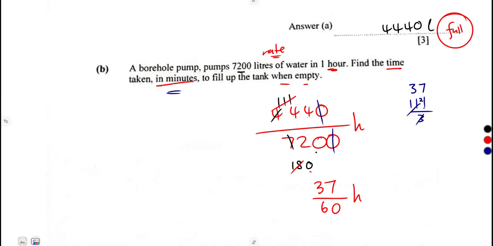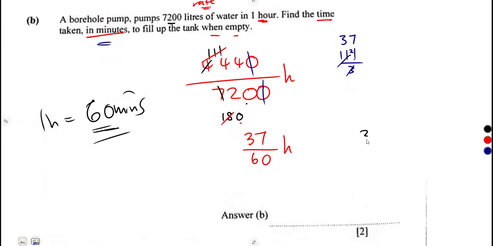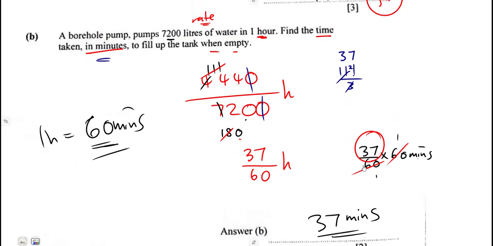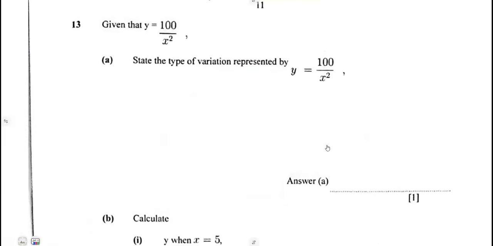But the time is needed in minutes. 1 hour equals to what? 60 minutes. So whatever number of hours, if you want to convert them to minutes, you multiply by 60. So 37 over 60 times 60 minutes. That is converting to minutes. This cancels. You remain with 37 minutes direct as it is. All right. So that was the time that was going to be taken to fill up.